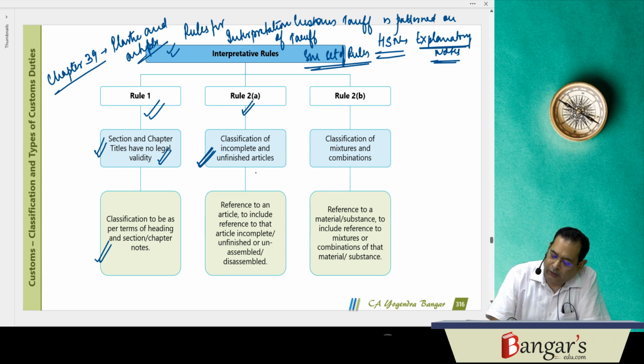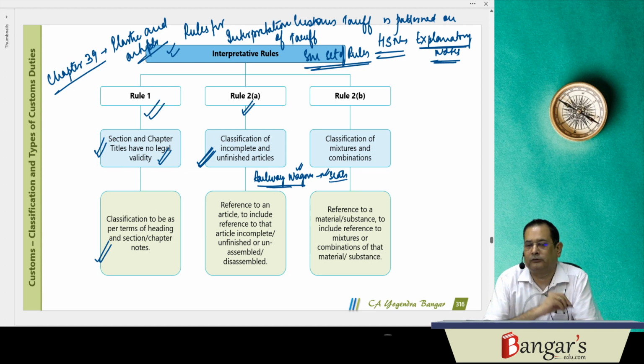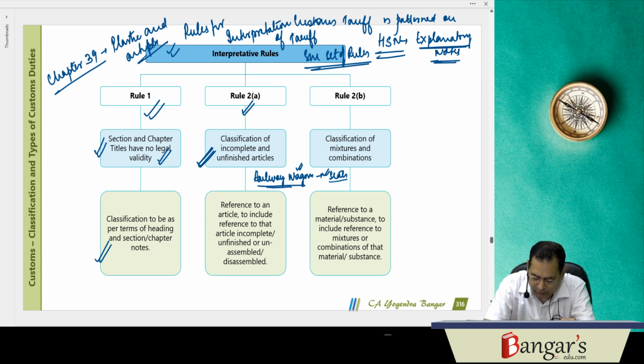Say railway wagons are imported or manufactured. The wagon is there but seats are not fitted. Seats are not fitted, but it has the essential characteristics of a railway wagon, then in that particular circumstance, classification will be done accordingly. So in case any article is incomplete or unfinished but has the essential characteristics of a complete or finished article, it will be classified as a complete or finished article.